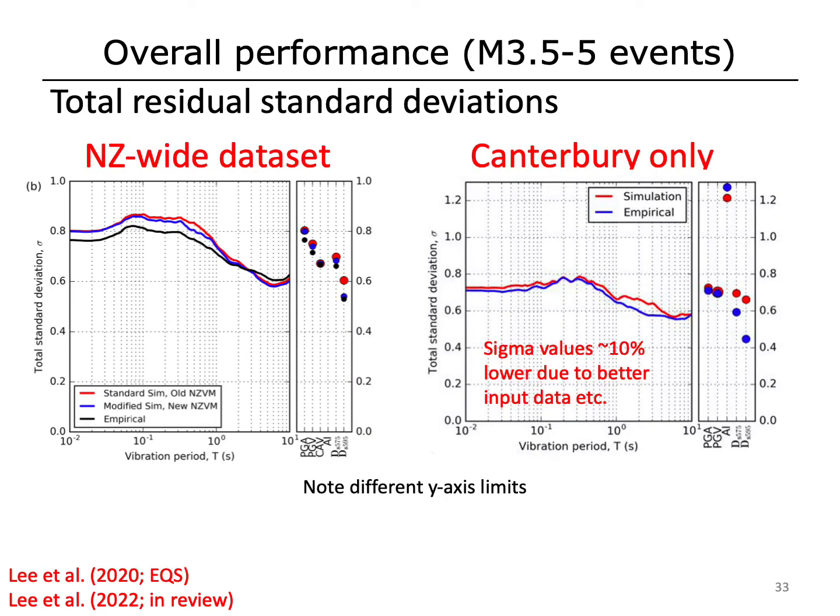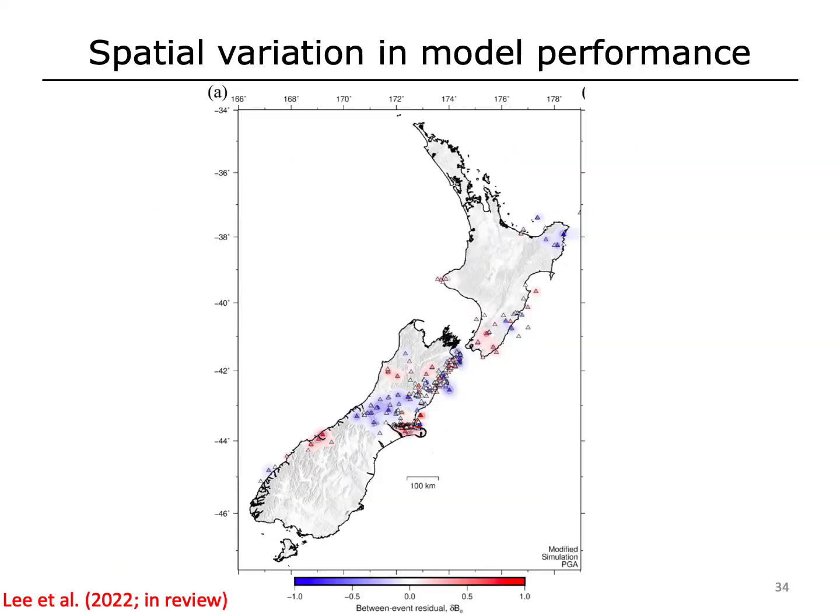And so just one comment on data quality, comparing these figures on the left-hand and the right-hand side from two different studies, the right-hand one using only data in the Canterbury region, the left-hand one using the New Zealand-wide data set, we see reductions in standard deviation of about 10%, just due to the fact that we have better constraint on some of the observational data in that Canterbury data set. And so really those total standard deviations that we see are dependent on the events and the stations in which they're recorded. What is of significantly more value is some of the spatial variation that we see in model performance.